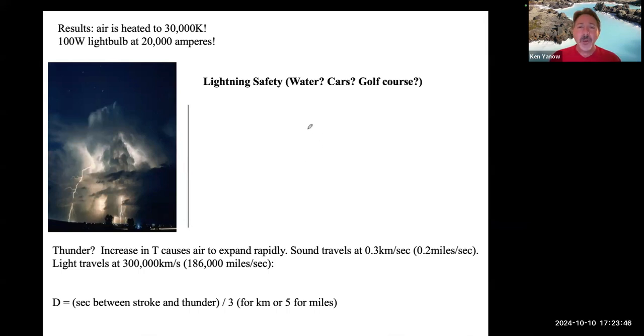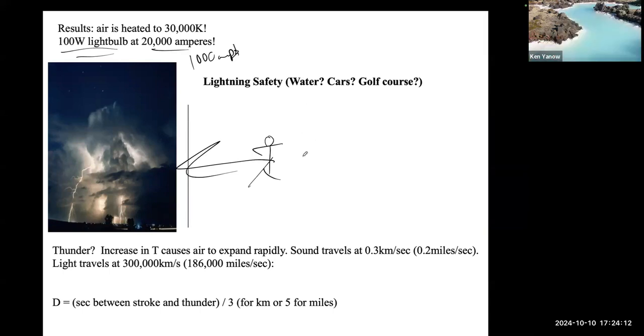If you got struck by lightning, the odds are you're probably not going to die. Even though it's a 100-watt light bulb at 20,000 amps, that's actually safer than a 100-watt light bulb at 1,000 amps. And I'll tell you why. If you get struck by a 100-watt light bulb at 20,000 amps, it's going to blow you across the street. So maybe you'll have some broken bones and some headaches.